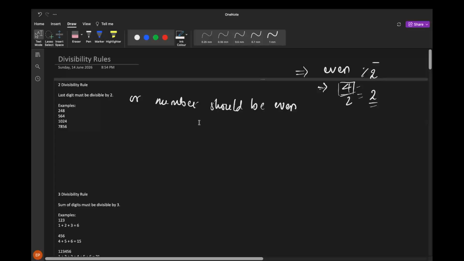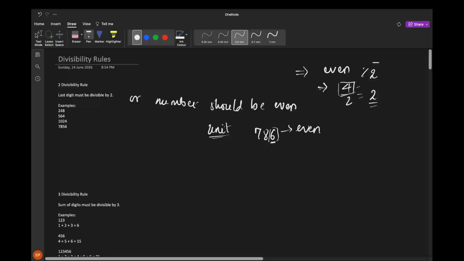For any number, for the divisibility rule of 2, we have to check the unit digit, only the unit digit. So here I mentioned the last digit. If the unit digit is even, then the number will be divisible by 2. Even digits are 0, 2, 4, 6, 8. Only these 5 digits are possible for the last unit place. If any one of them is in the unit place, it is called an even number and it is divisible by 2.